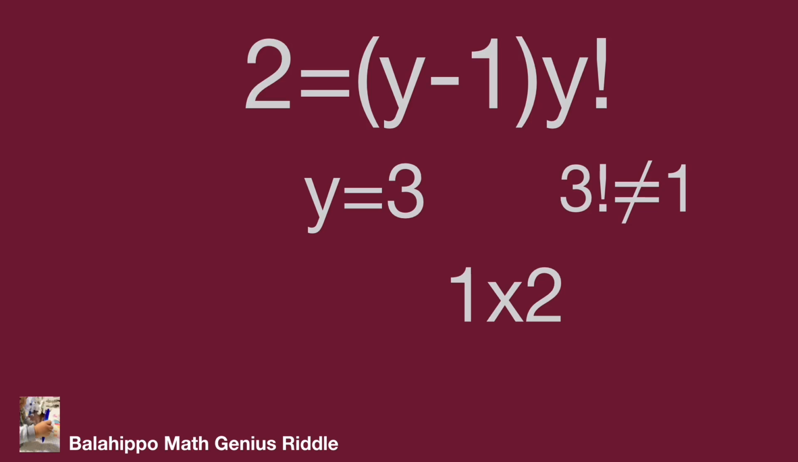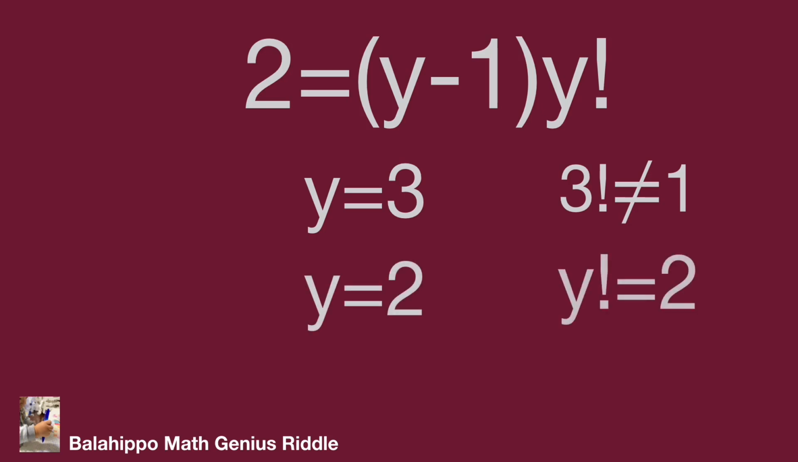While y minus 1 equals 1, y equals 2, then y factorial equals 2 factorial equals 2. So y equals 2 is the solution. Then we got the x, y values: x equals 1, y equals 2.